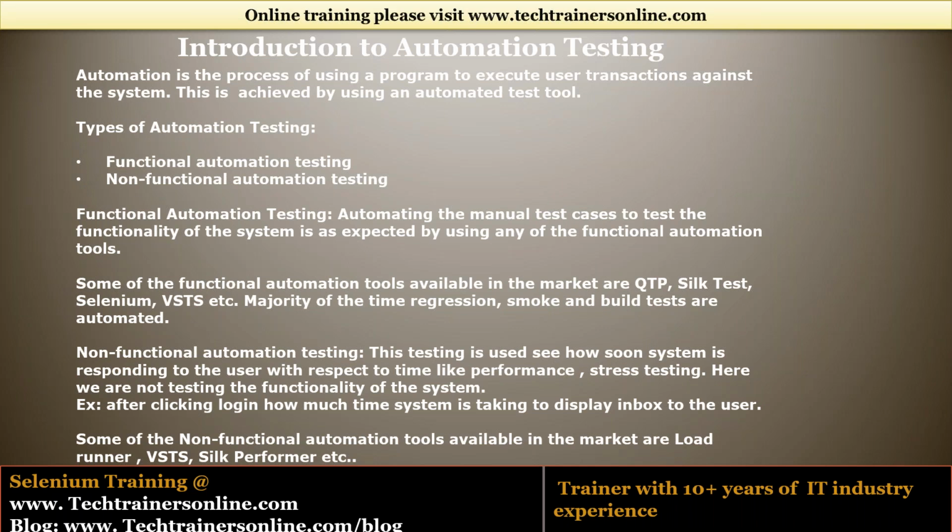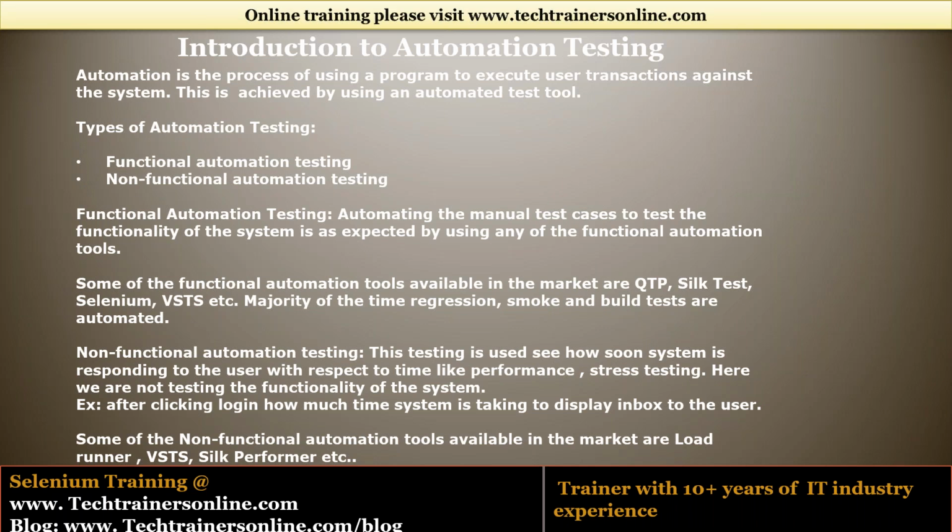So typically in functional automation testing, we are trying to automate the manual test cases to test that the functionality of the system is working as expected, by using any of the functional automation tools. As said, we take the manual test cases, take every test step from each test case, and try to automate it and make sure that the system is working as expected.